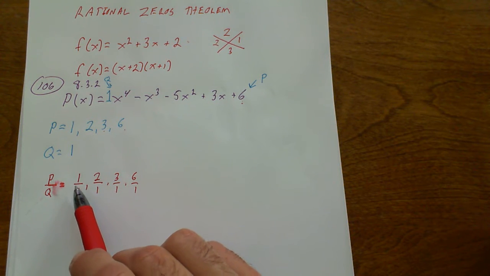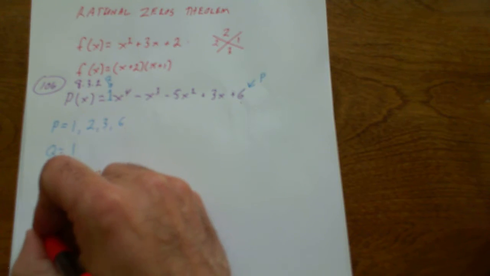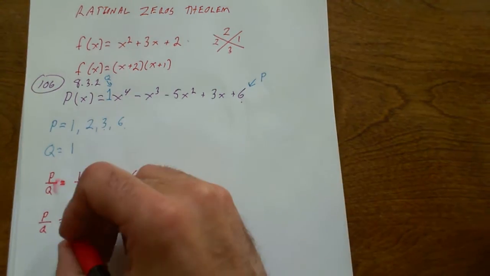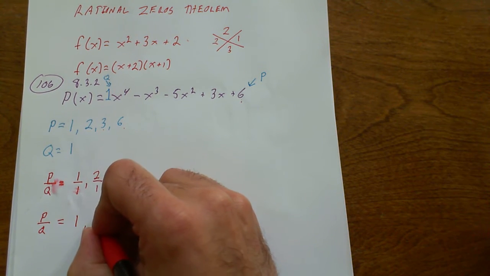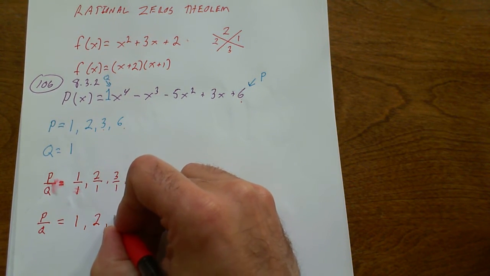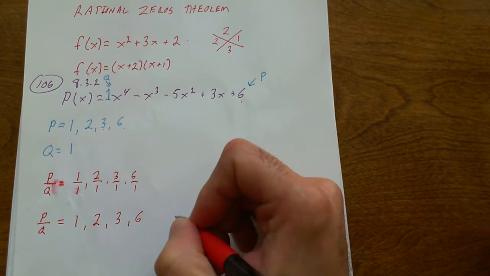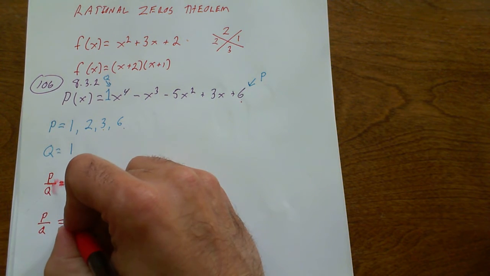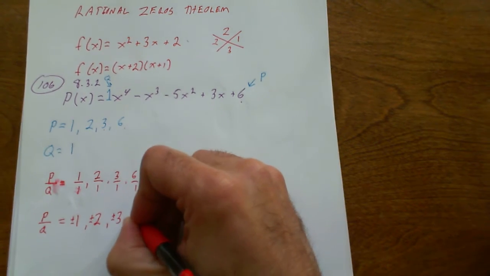So now, p over q. I can simplify my p over q. P divided by q is, what's 1 over 1? Well, it's just 1. What's 2 over 1? Well, it's just 2. What's 3 over 1? Well, it's just 3. What's 6 over 1? Well, it's just 6. Now, these are not my only factors. I also have a positive and a negative. Okay, so just put a plus and a minus here.